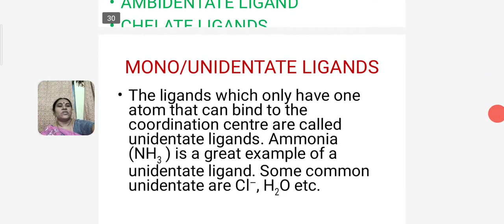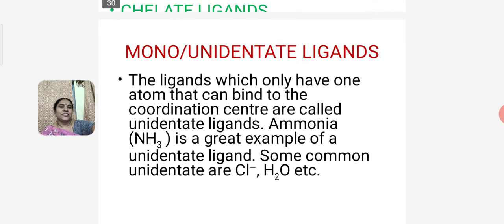Now let us learn about what are mono or unidentate ligands. What does mono or uni mean? It means one. If the ligand contains only one atom that can bind to the coordination center, then such a ligand is called as unidentate ligand. For example, ammonia or Cl minus, H2O, etc. They bind to the central metal atom or ion through only one single bond, and that is why they are called as monodentate or unidentate ligands.